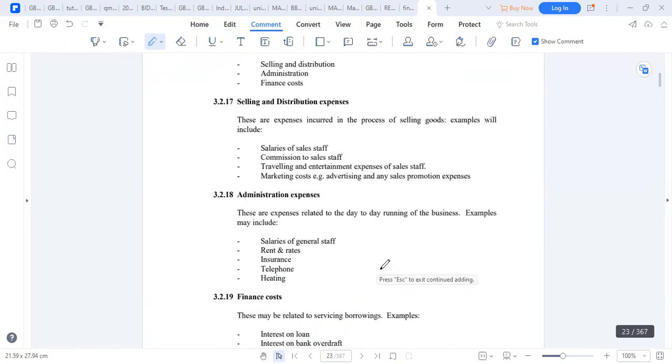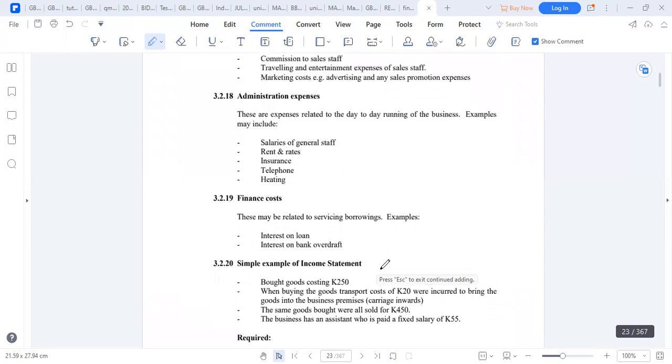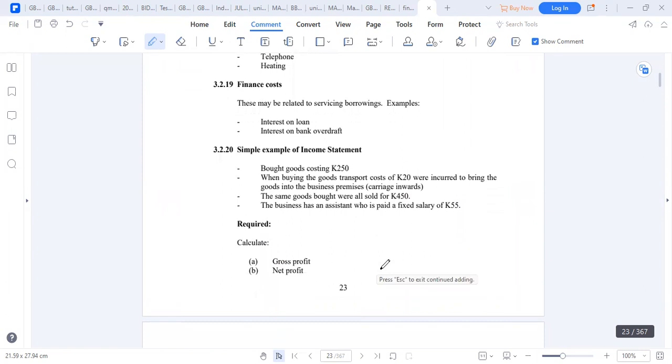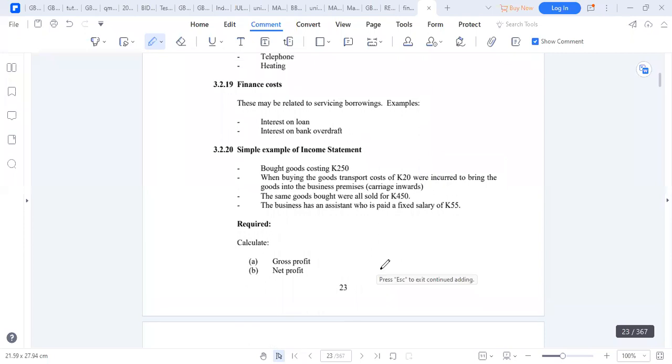We also have what we call administrative expenses, which include salaries of general staff, rentals and rates, insurance, telephone, heating and lighting. These ones are examples of day-to-day running of a business. So these are part of what we call revenue expenditure. Then we also have financial expenses, which include interest on a loan, interest on a bank overdraft. However, you can mix these expenses the way you want, but I just needed you to understand that these are, in fact, part of the income statement.